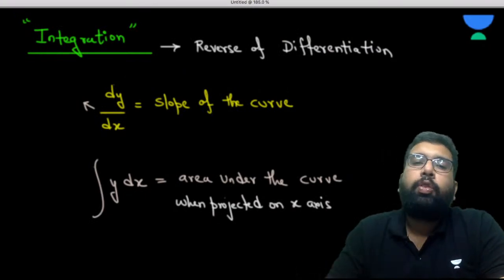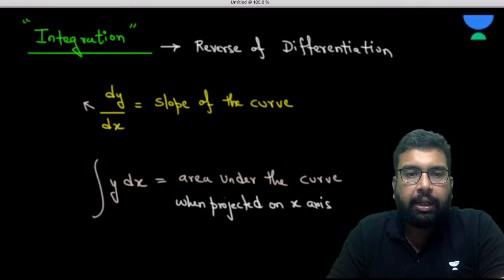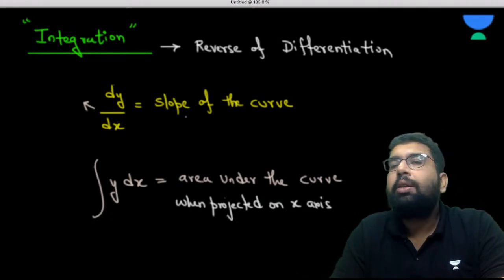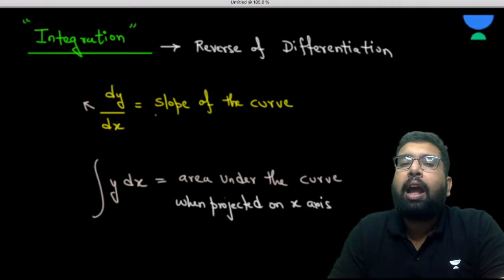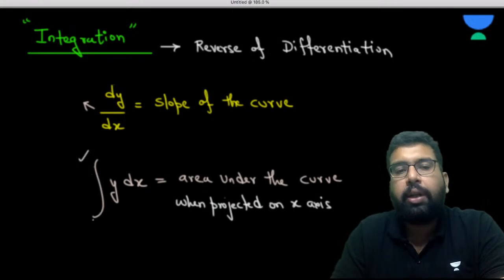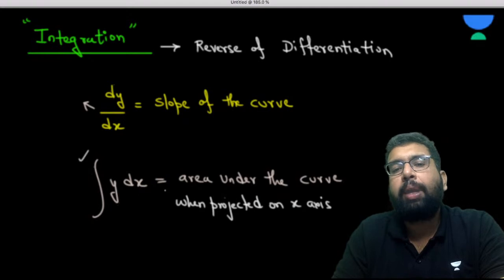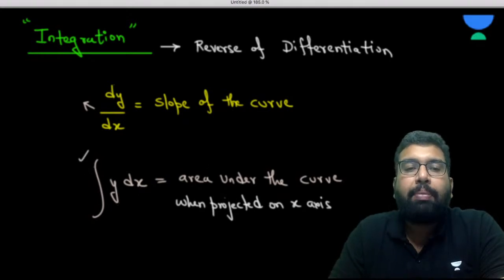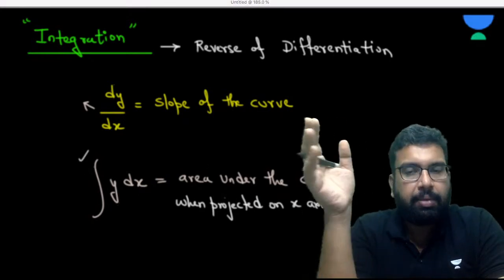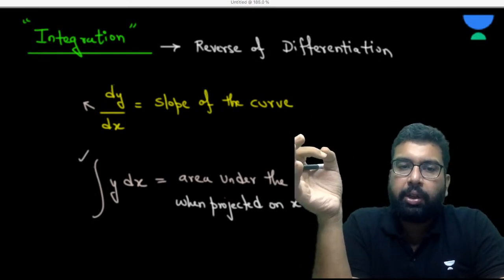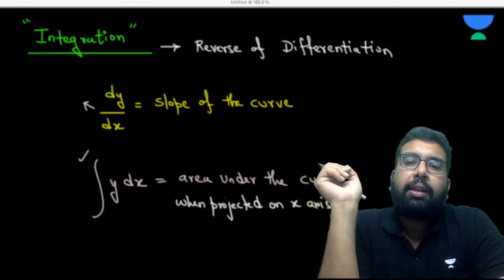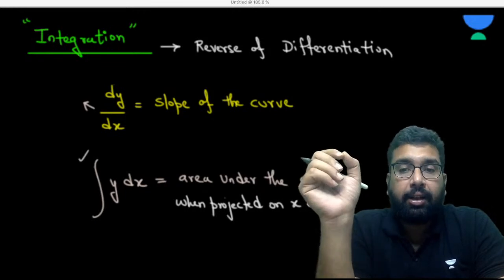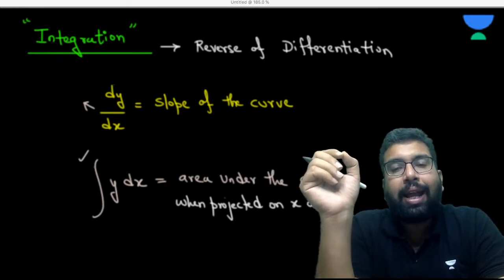And now we already are familiar with dy by dx. It is the slope of the curve, we know already. And how do we read it? We read it as the differentiation of y with respect to x. Now this is the sign of integration, and this is how you read it: integration of y with respect to x. In the same manner, as dy by dx gives the slope of the curve, integration y dx gives the area under the curve when you are projecting it on the x-axis.